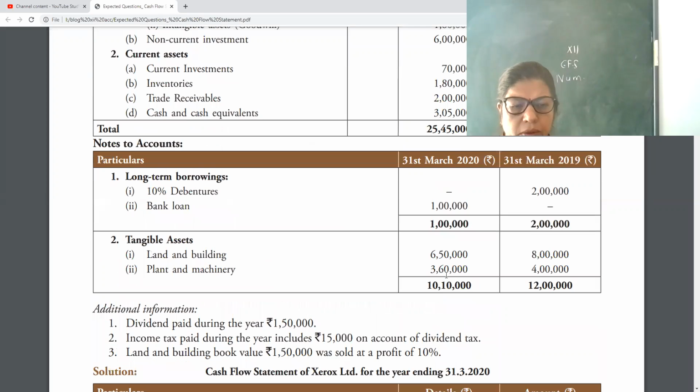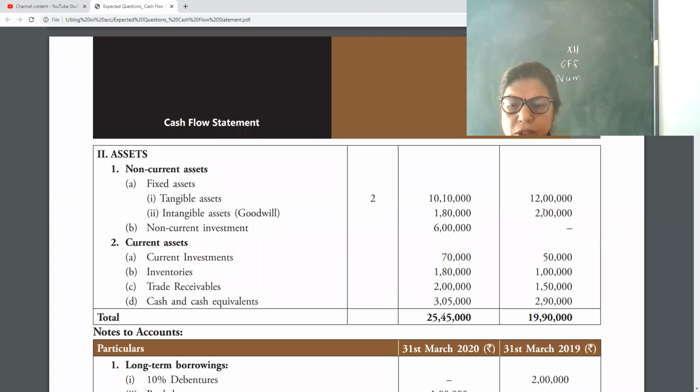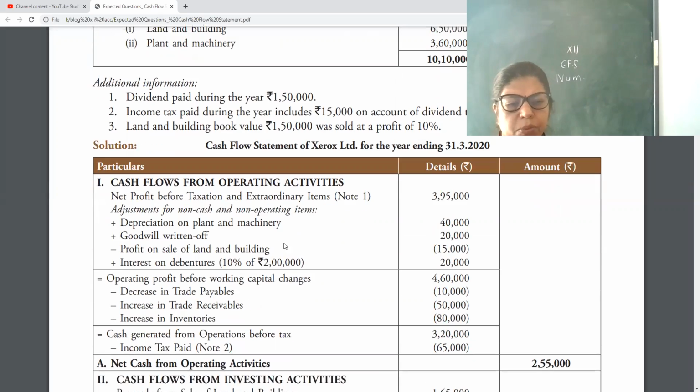See how to calculate goodwill written off. See, previous year 2 lakh, current year 1,80,000. It means 20,000 rupees goodwill intangible asset written off. Then profit on sale of land and building. How do we calculate profit on sale of land and building? You can see here. 1,50,000 is the book value and 10% is the profit. So 1,50,000 into 10%, 15,000 is the profit.